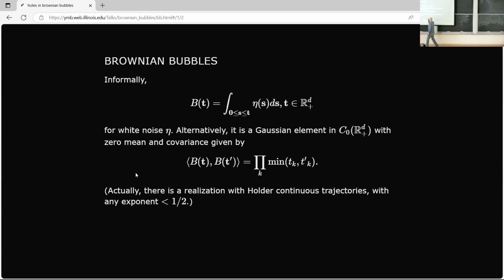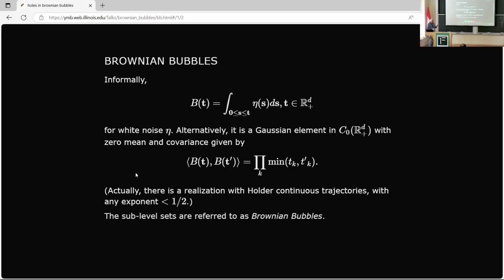Again, this notation of course makes no mathematical sense, but it's convenient because you can immediately derive everything you're interested in. So yeah, those Brownian sheets, as we all know, exist. Not just exist, they have nice continuous realizations, even Hölder, with exponent 1/2. And the sub-level sets, we refer to them as Brownian bubbles, okay?